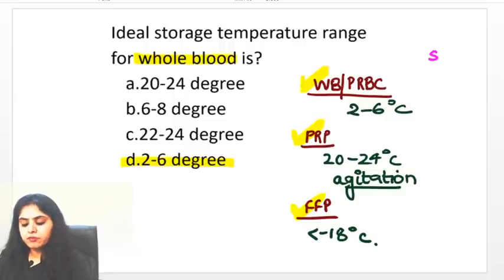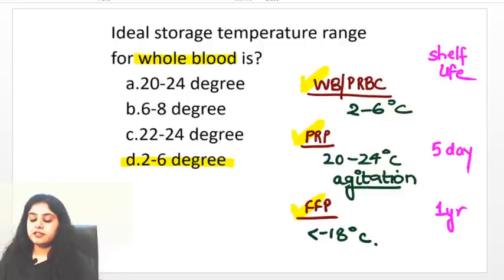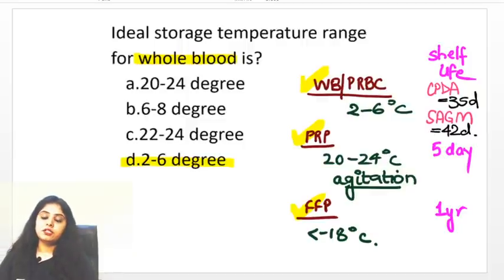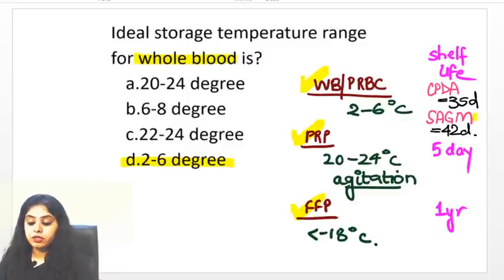With this, can we also finish off their shelf life? So let me tell you, shelf life of fresh frozen plasma is 1 year. Shelf life of platelet rich plasma is 5 days, and whole blood or anything that has RBCs depends on the anticoagulant that you've used. If you have used CPDA anticoagulant or if you have used SAGM anticoagulant, the days will vary. For CPDA, you can store it for 35 days, and with SAGM, you can store it for 42 days. Which turns out to be better? Obviously SAGM, because it helps you store the blood for 42 days.